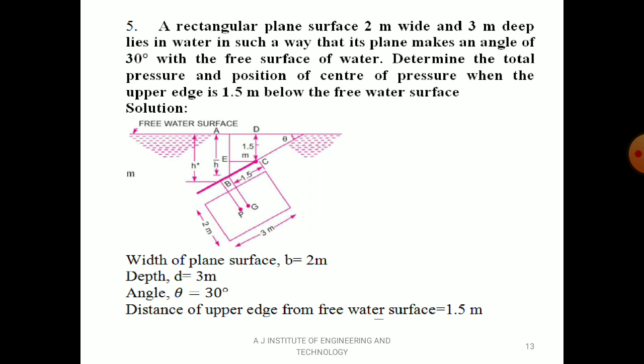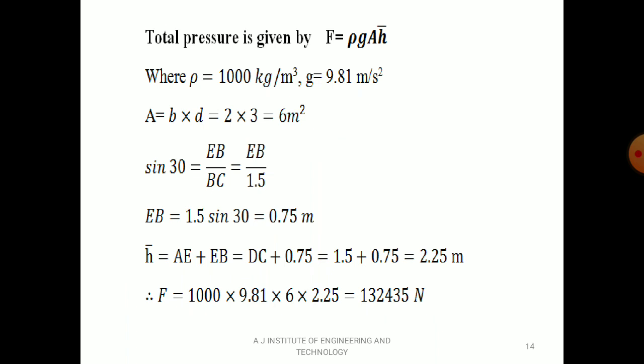So what is BC? BC is the centroid distance from the top edge. Overall depth is 3 meter, so 3 by 2, that is 1.5 meter. So BC equal to 1.5 meter. Sine 30 equal to EB divided by BC, so EB divided by 1.5. Therefore EB equal to 1.5 into sine 30. Sine 30 is 0.5, so 1.5 into 0.5 is equal to 0.75 meter.